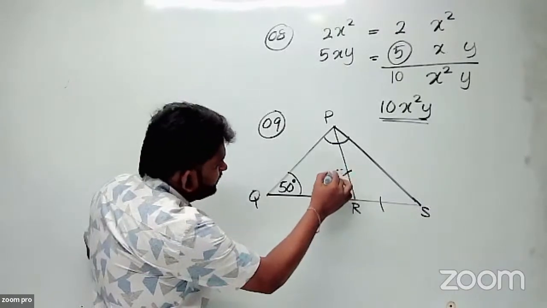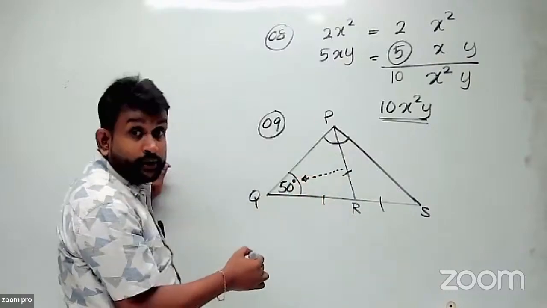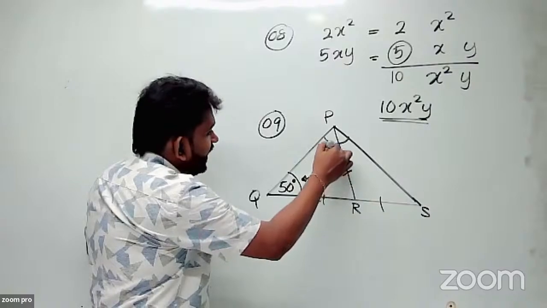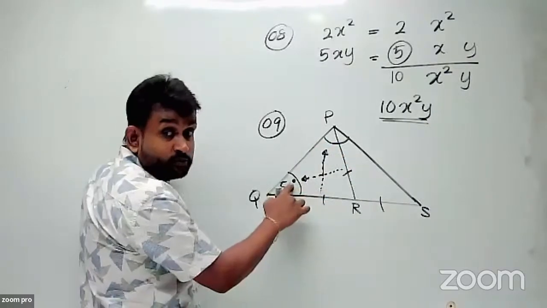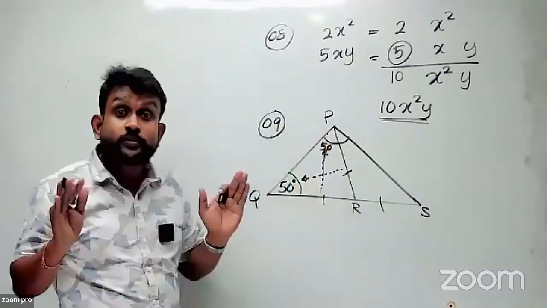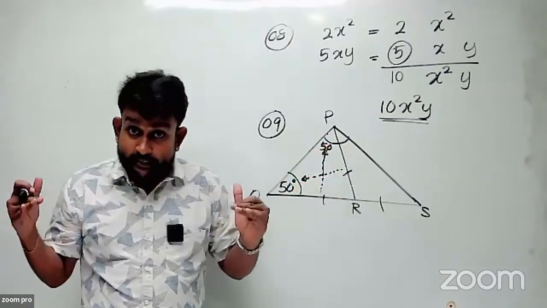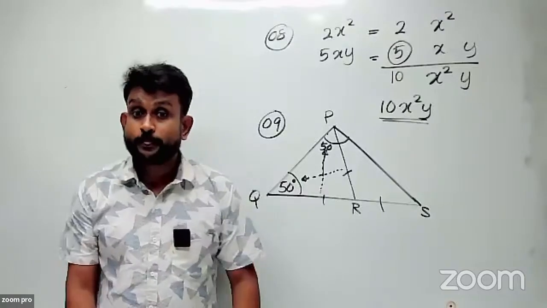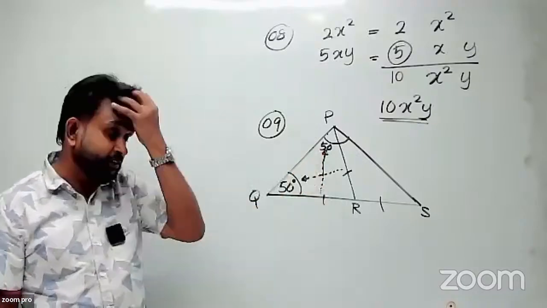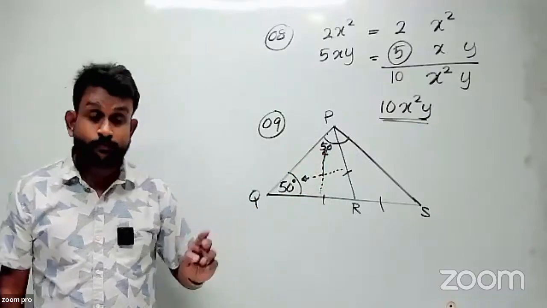The angle in front of that side is 50 degrees, and the angle in front of this side is also marked. So if this is 50, then this is also 50. Why? The reason is, if two sides are equal, the angles opposite to those sides are also equal. So if this is marked 50 in the diagram itself, that is 50. These are the steps of the equation.